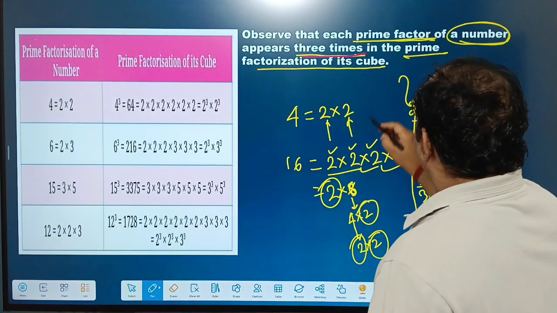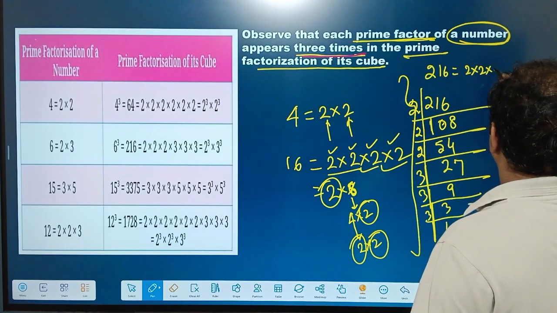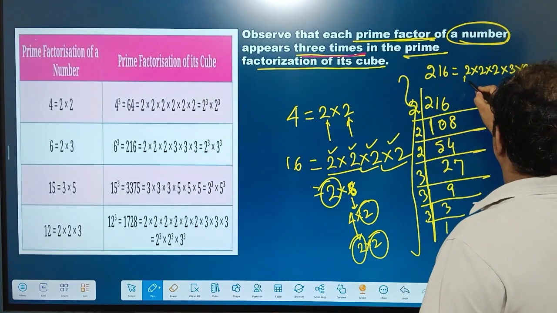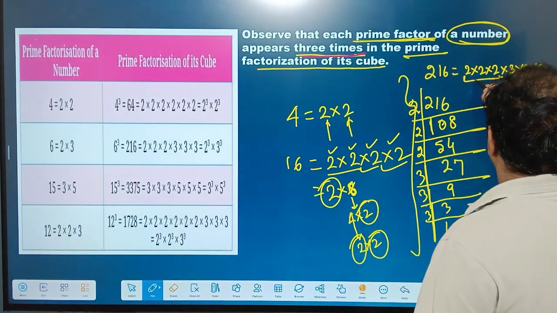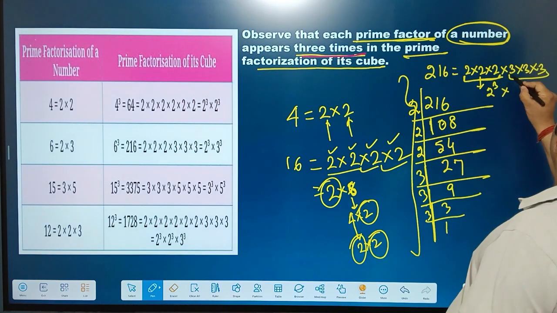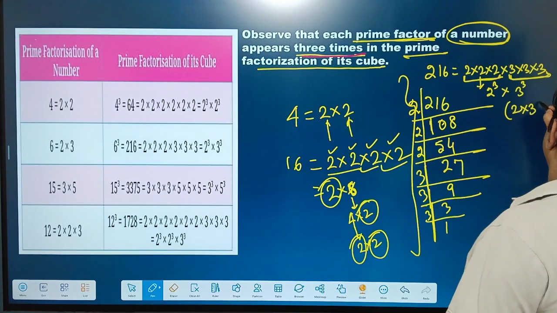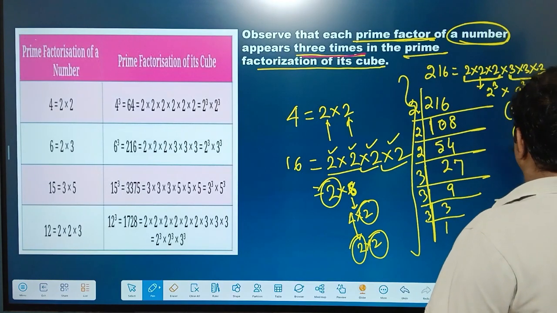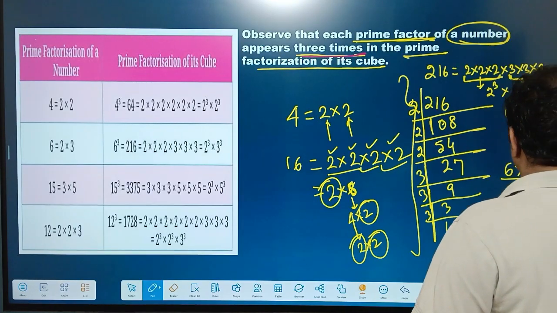So if you see, 216 is equal to how much? 2 into 2 into 2 into 3 into 3 into 3. So we see here these factors are prime numbers. And then the factor 2 is repeated 3 times, we can write this as 2 power 3, multiplied by 3 power 3. And we can write this as 2 into 3, because the power is the same on both. So it means 2 into 3 is 6, 6 power cube. So if 6 is multiplied 3 times, we get 216, right?